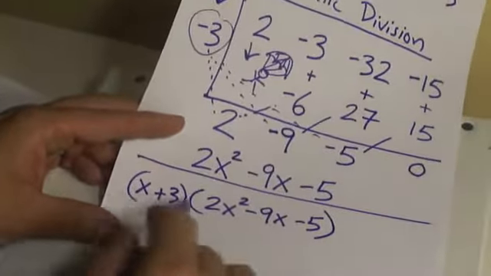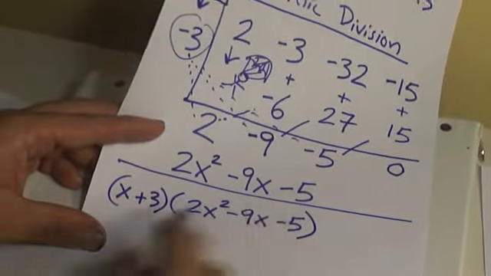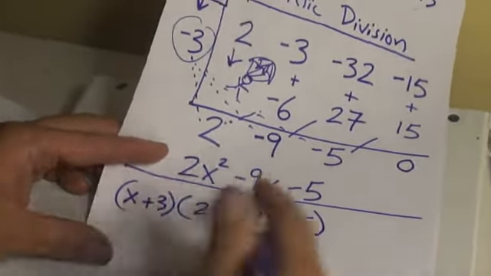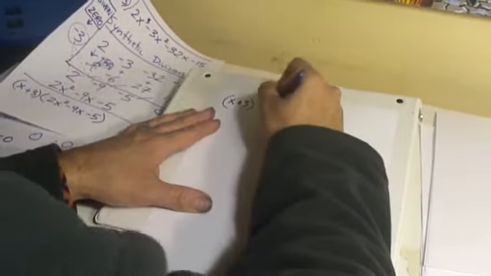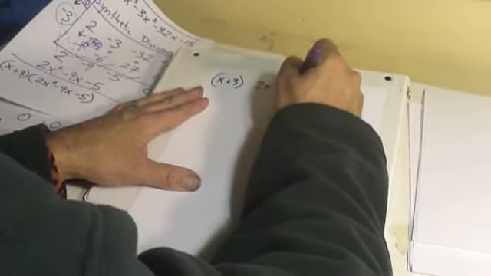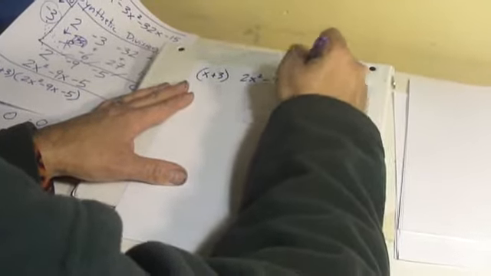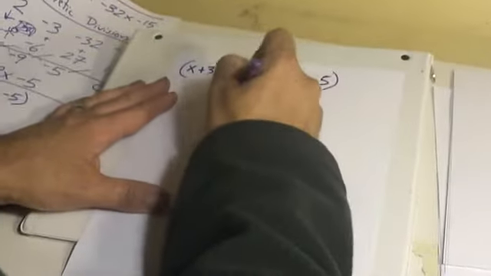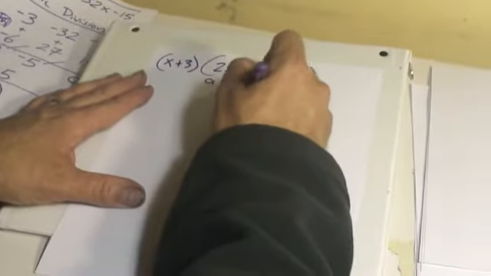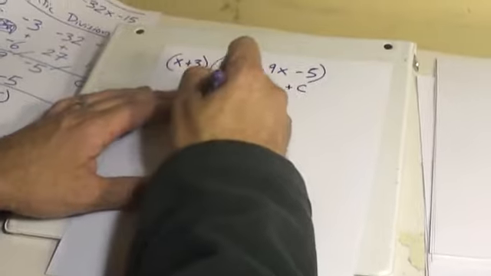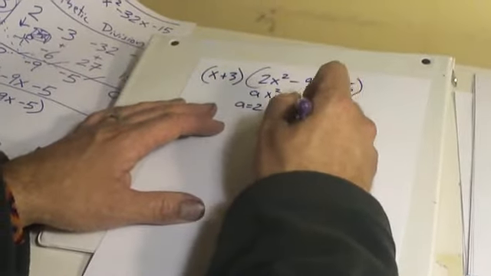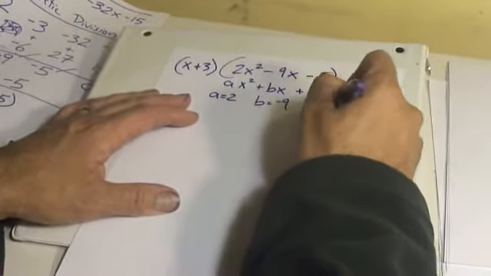Now, we're almost done, but we have to factor this trinomial here. There's a couple ways we can do it, but why don't we use factor by grouping, which is the skill we learned before. So we'll take that x plus 3, we'll start on a fresh piece of paper, and we have 2x squared minus 9x minus 5. And if you remember, this is the ax squared plus bx plus c. The a term is 2. The b term is negative 9. The c term is negative 5.